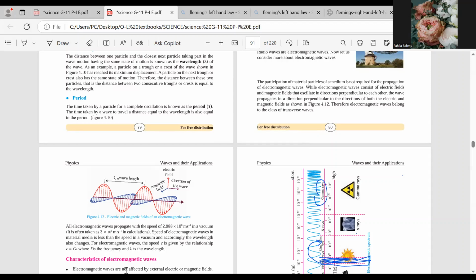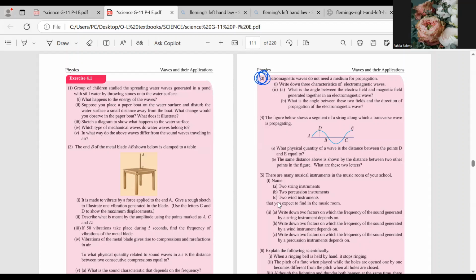Right. So then what is the next question? What is the angle between the electric field and magnetic field generated together in an electromagnetic wave? What do you think the answer is? 90 degrees. What is the angle between these two fields and the direction of propagation of the electromagnetic wave? That is also 90 degrees.